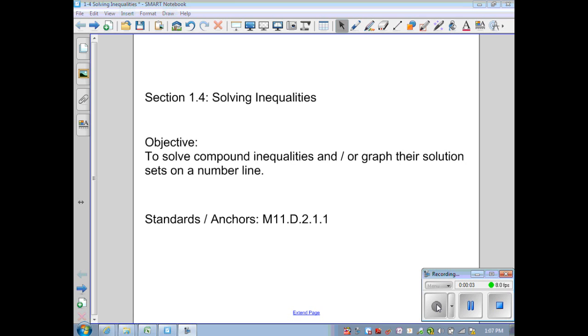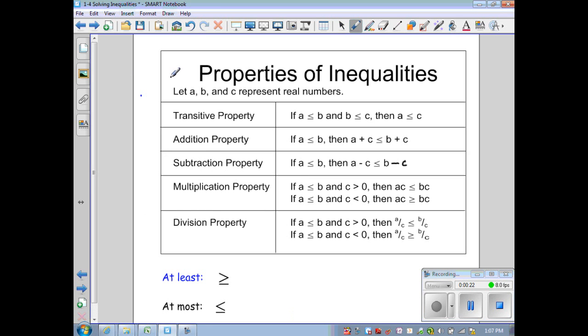Section 1.4, solving inequalities. To solve compound inequalities and/or graph their solution sets on a number line. Properties of inequalities. This slide is under resources on our group page. Properties of inequality are very similar to the properties of equality.